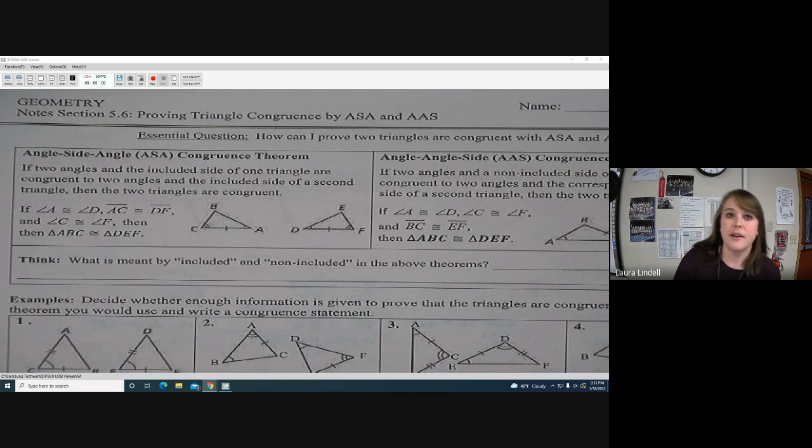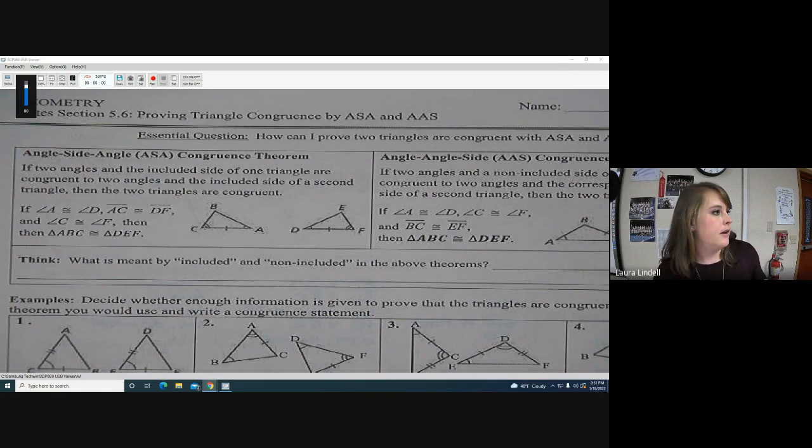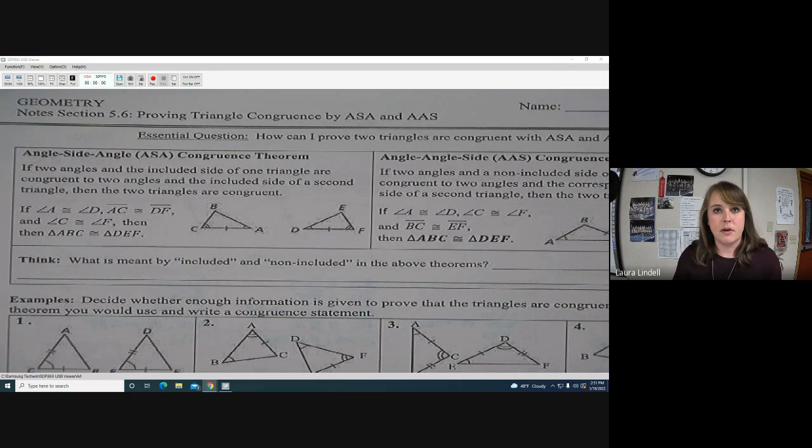All right. Hey, everyone. So today we are talking about our last two types of congruence. It's angle, side, angle, and angle, angle, side. So ASA and AAS. That'll bring our list up to about 5 triangle congruence theorems that we're working with. So let's get started. The first one, angle, side, angle congruence.